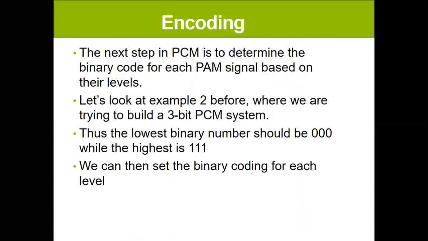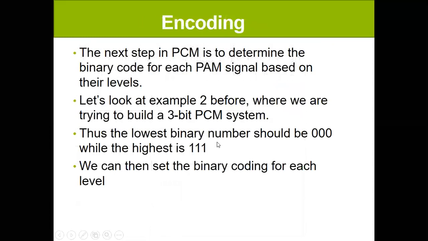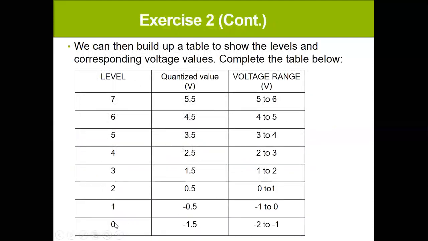That one I am showing later. So if we continue, based on this table, if we want to convert in terms of PCM bits, this one is 3 bits, example 2. So 0 means 3 bits 0, 0, 0. 1 means 0, 0, 1, and so on. 7 means 1, 1, 1.